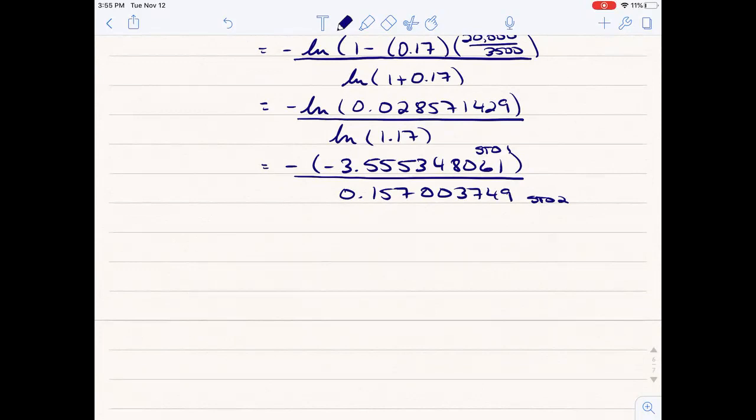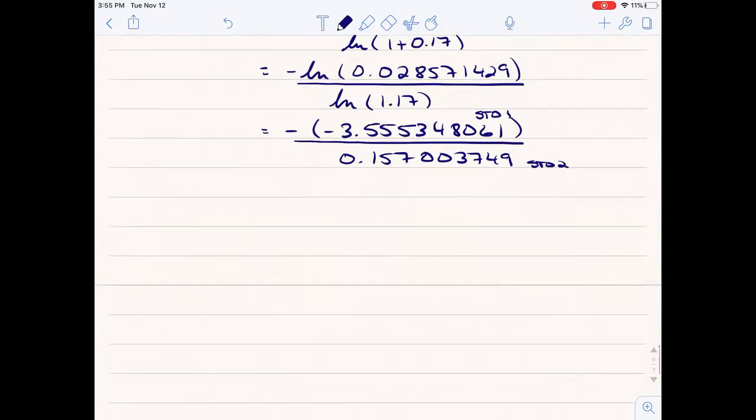To calculate this, I'm going to do recall 1, but then negative of it. That's just to get rid of the negative. We're always going to have a negative value there, so the negative out in front is just to get rid of the negative. We're never going to have a negative N, so that should be a checkpoint for you. And then divided by recall 2. So I get an answer of 22.644988834.